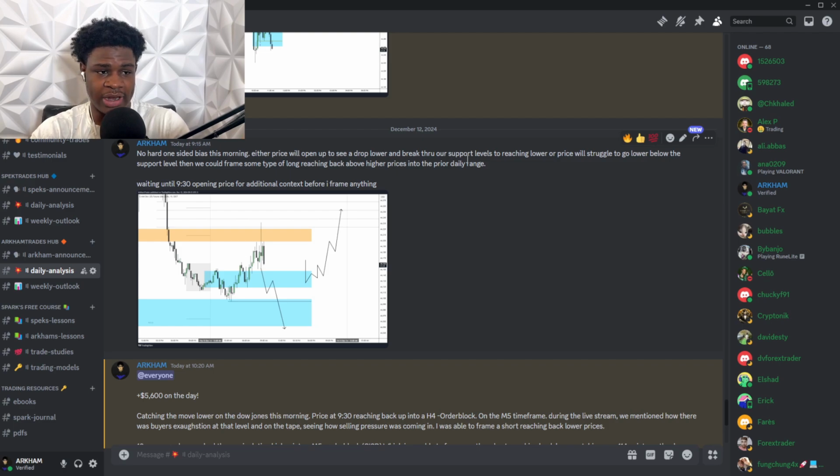I was a little bit more patient and I wanted to see how price reacted at these two specific levels. We have this level of resistance above us, and then we have this level of support below us. As we're in the middle here, I want to create if-then scenarios. If price were to come lower and break through these levels of support, this would create a trajectory where I could anticipate a retracement for a continuation back lower. If price came into this level of support, maybe consolidated here, and saw a push higher, I could then frame a long entry, reaching back above higher prices.